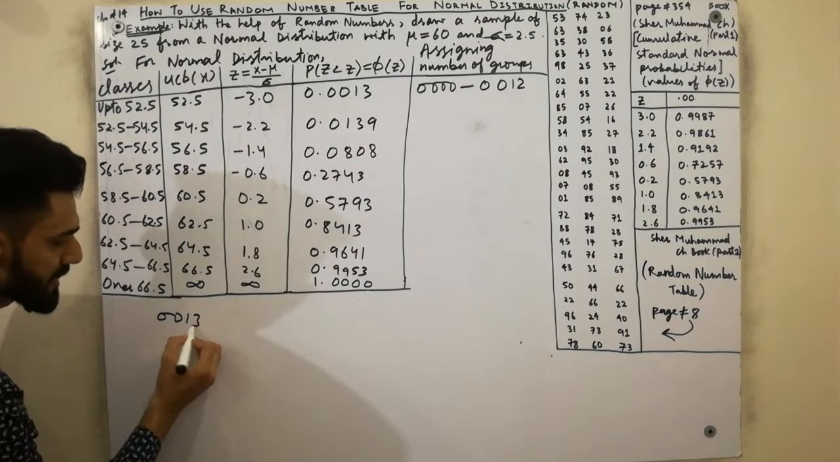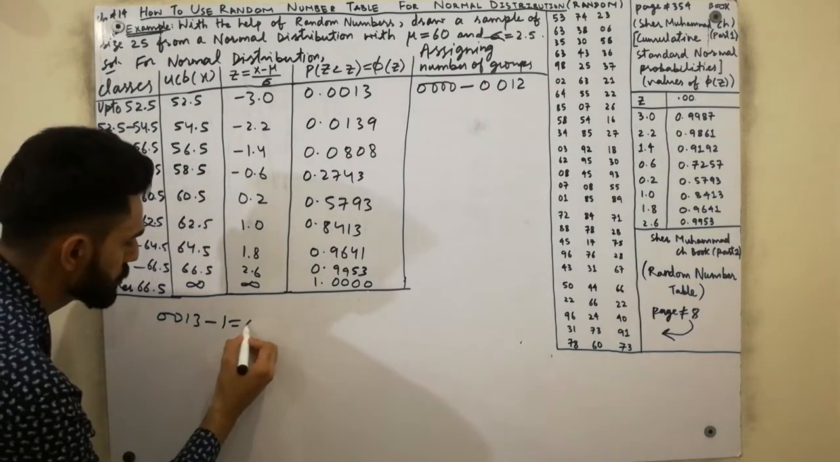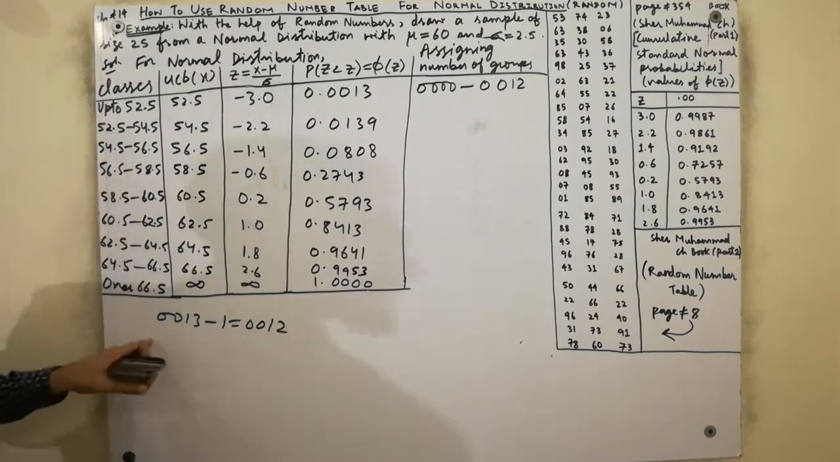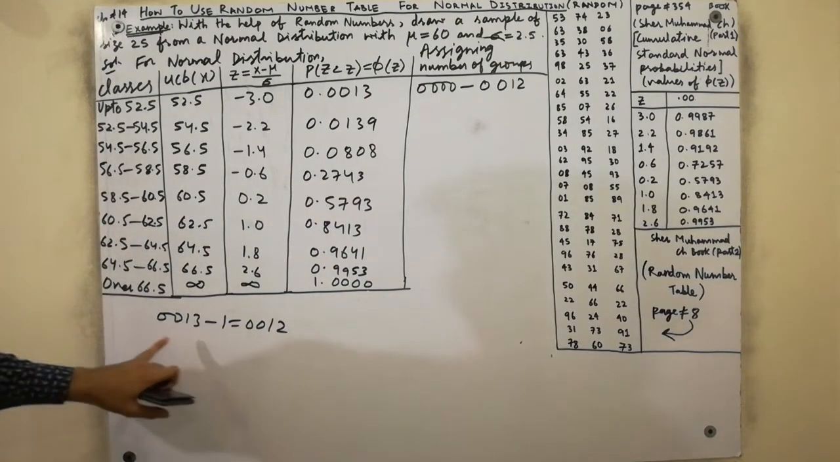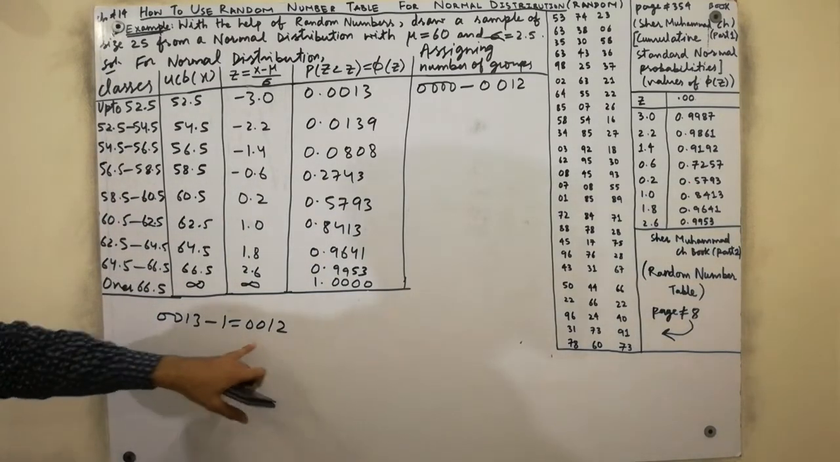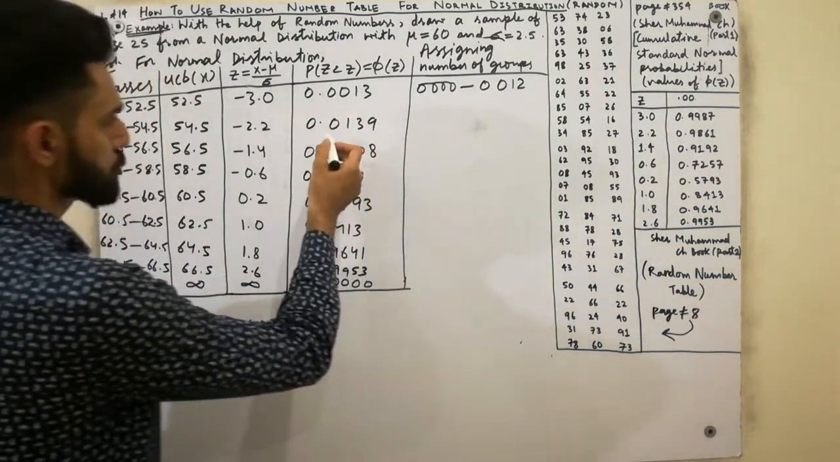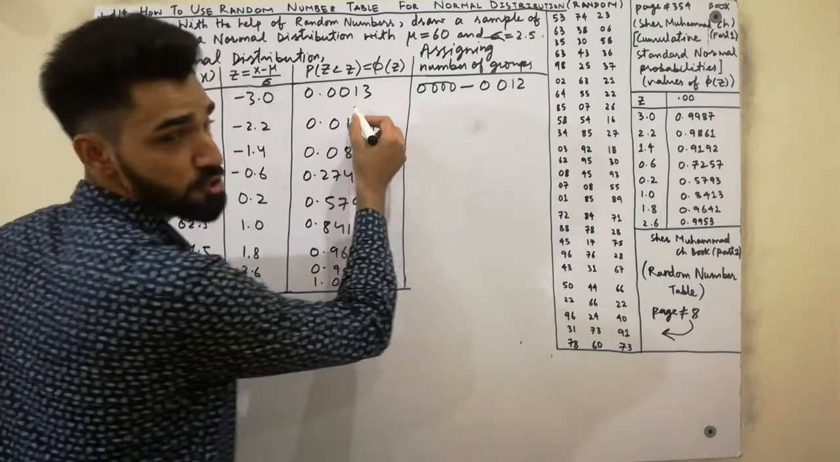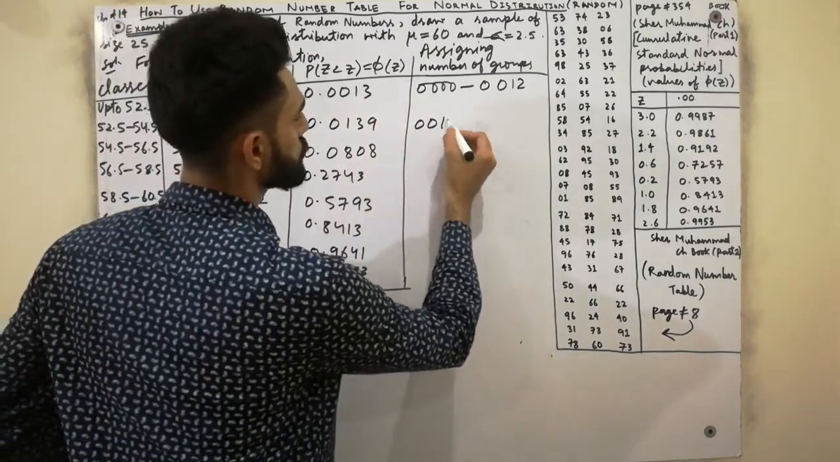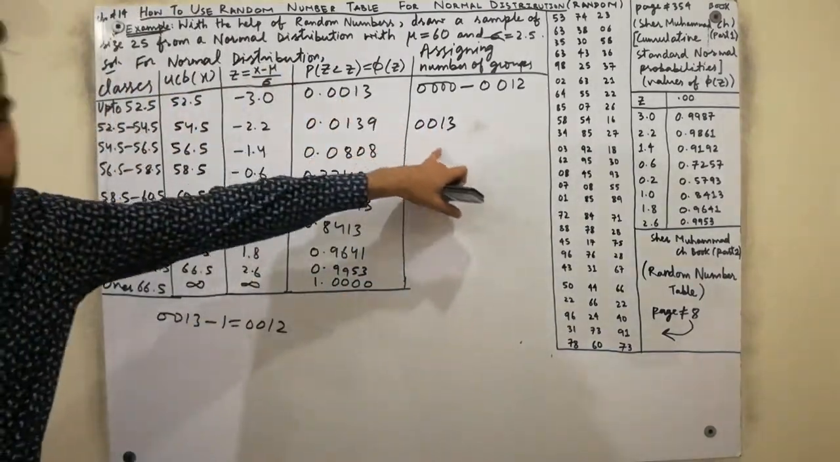0013 minus 1 will be 0012. We minus 1 from 1. 0013 will be 0012. Next, moving here, 0013 stays as it is. 0013 here will be as it is.